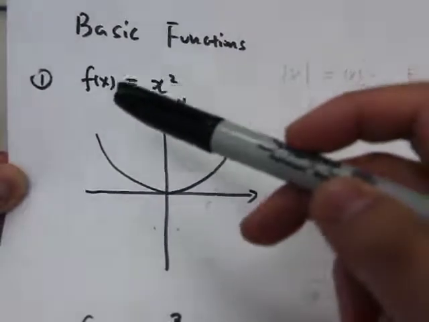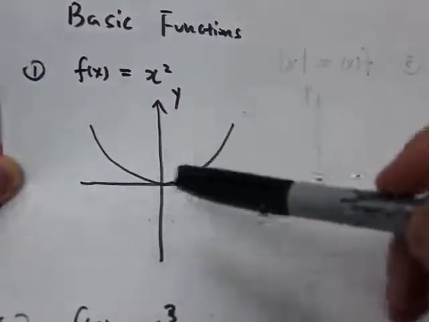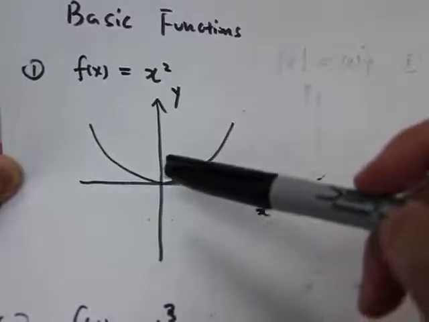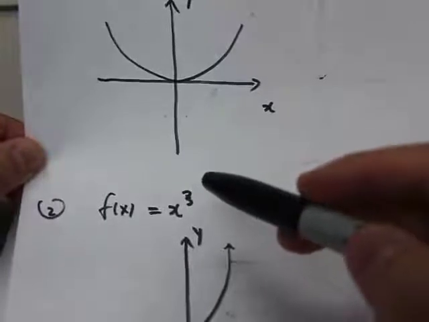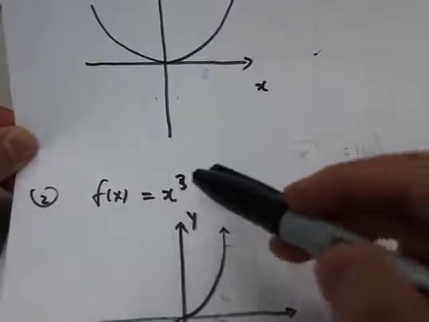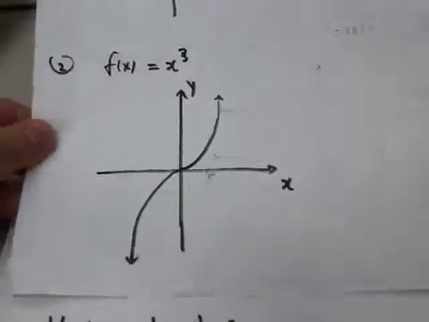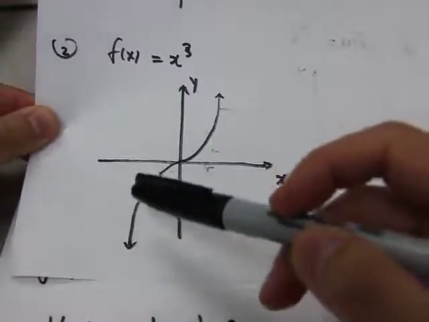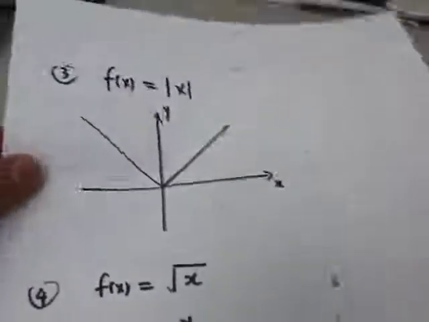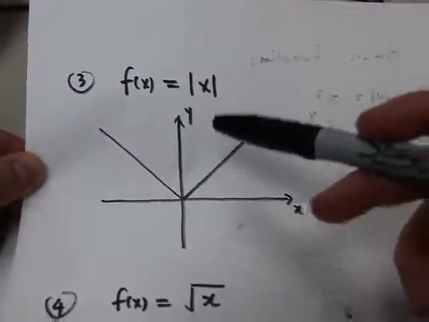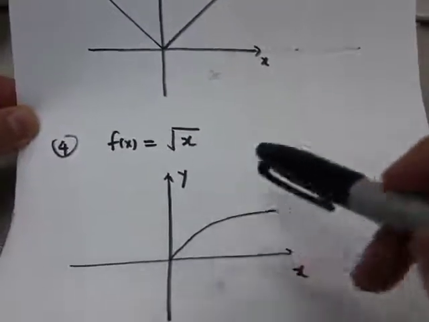So the function is f(x) equals x squared, and the graph is a parabola, and this parabola sits at the point (0, 0). The second basic function is the cubing function, f(x) equals x to the third, and the graph of the cubing function is like this. So the function is an increasing function. And the third one is the absolute value function. Okay. And the last one is the square root function.